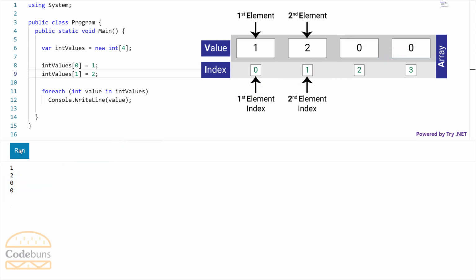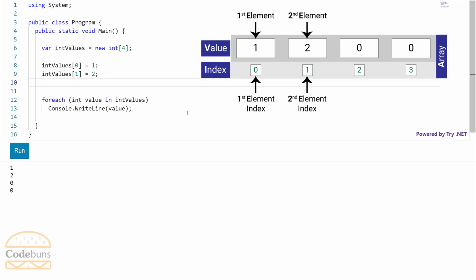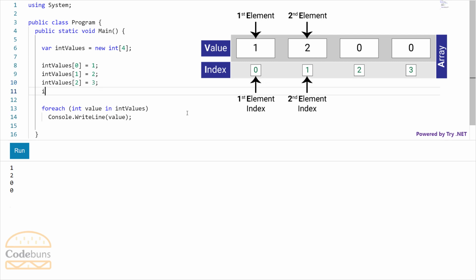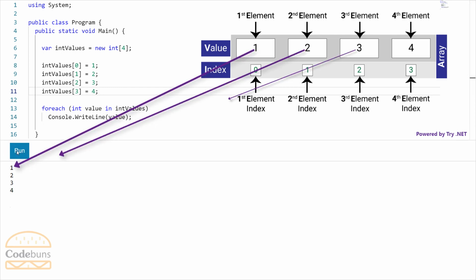Okay, let's assign more values to the array. Now you see 1, 2, 3, 4.